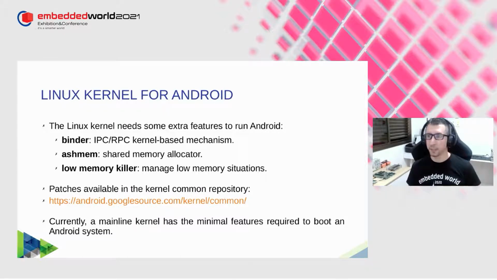So it's an IPC mechanism where one process can send messages to other processes, and it is also an RPC mechanism where one process can request an execution of a remote method from another process. We can draw a parallel here with D-Bus, for example, right? But Binder is implemented in kernel space.